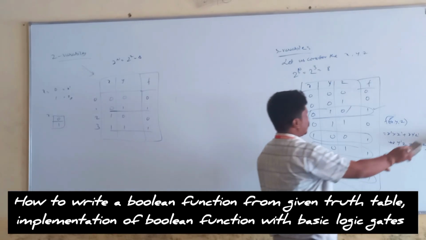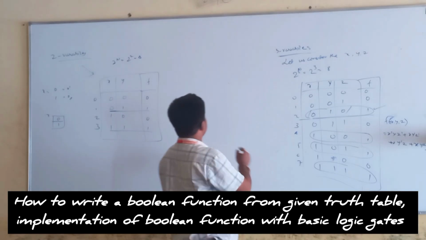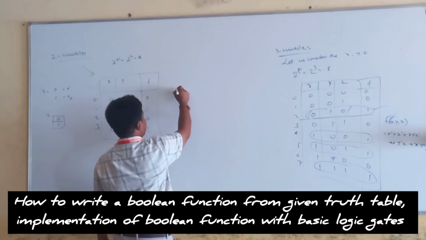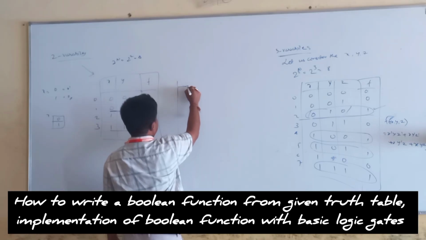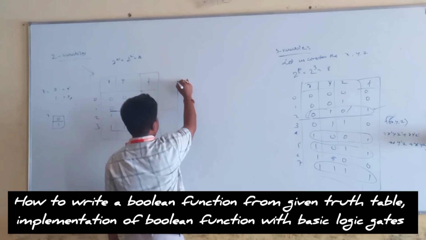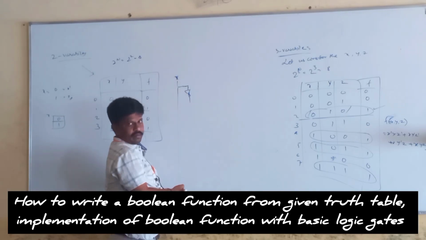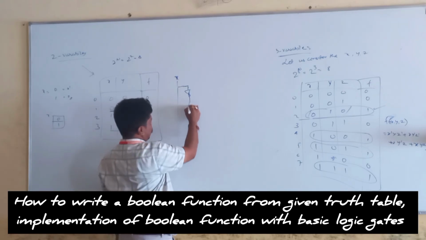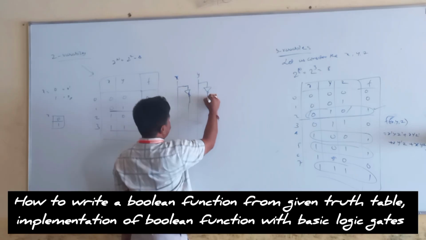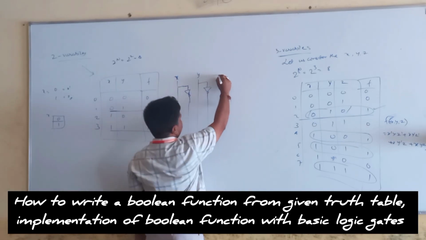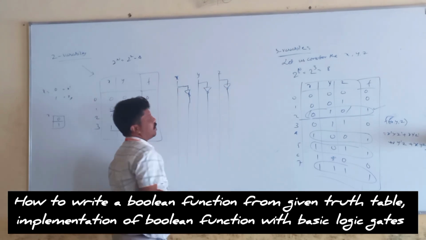Here there are three variables. 1, 2, 3, 4, four terms are there with the three variables. Three variables also have their complements. If x is there, then it becomes x dash, because of the inverter. Yes or no? If y is there, it becomes y dash. If z is there, it becomes z dash. Yes or no? Yes sir.